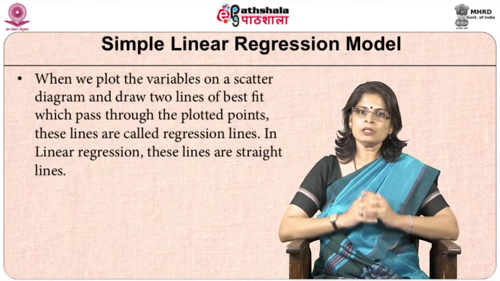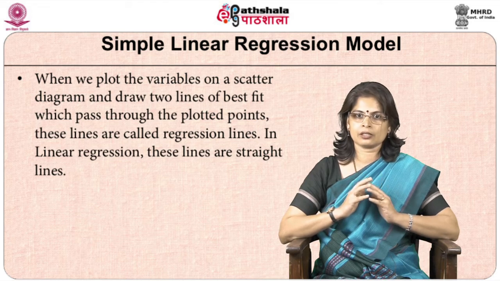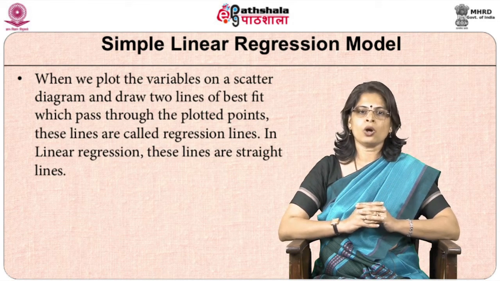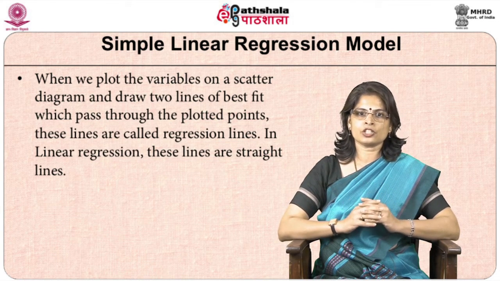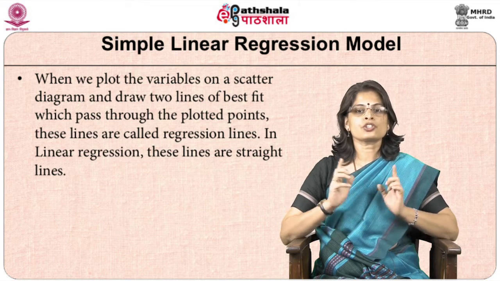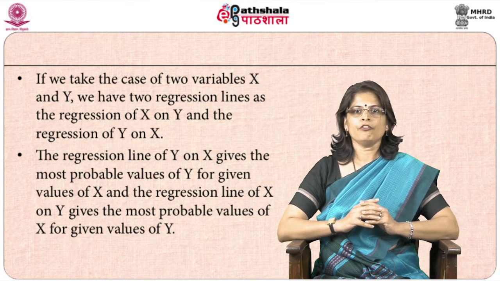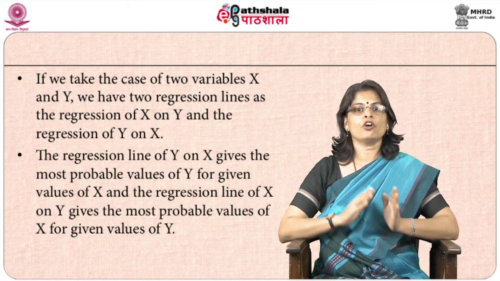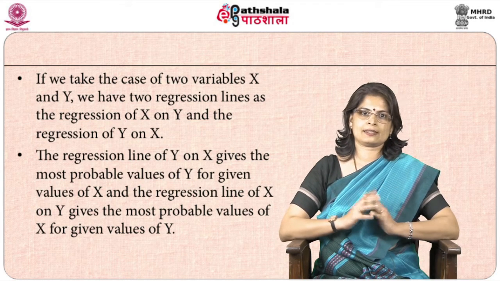When we plot the variables on a scatter diagram and draw the two lines of best fit which pass through these plotted points, the two lines are called regression lines. In case of linear regression, these lines are straight lines. If we take the case of two variables x and y, we have two regression lines: the regression line of x on y and the regression line of y on x.